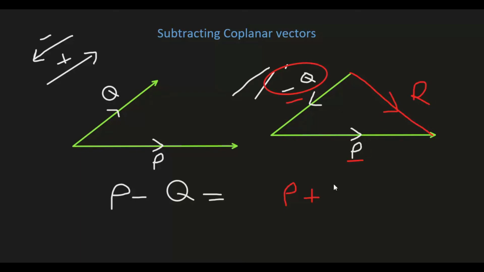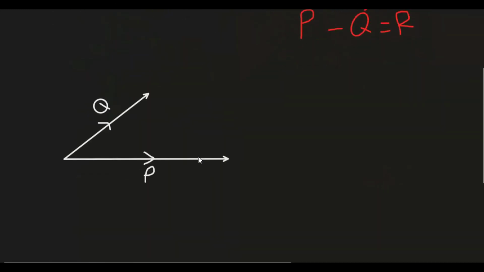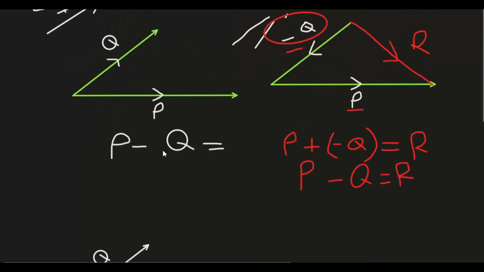So let's add P plus, we are adding minus Q, right? Minus Q equals to R. So we can say that P minus Q equals to R. As simple as that. Let's see another example.